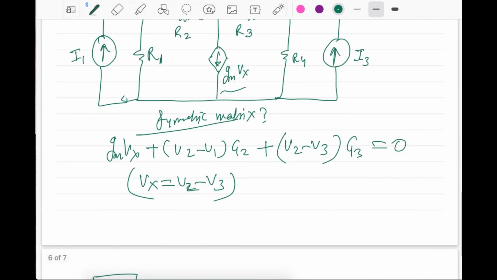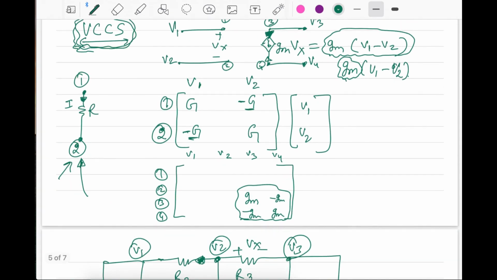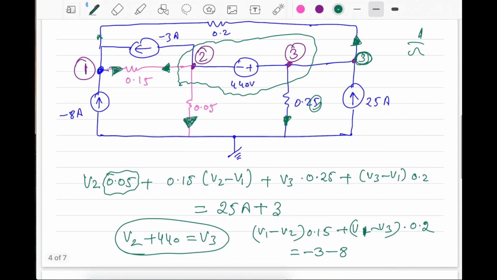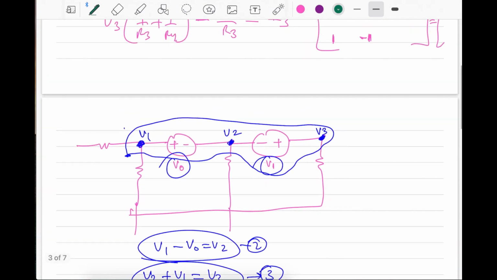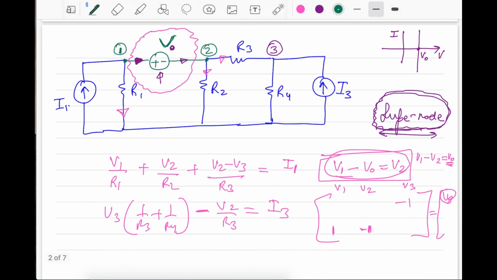Sir, could you tell about that factor of 1 which was there in the conductance matrix? Where is it? Sir, above, where we introduced the voltage source. This one? Actually, this one is coming because of the relation that you have written here. You see here, V1 minus V0 equals V2, right?